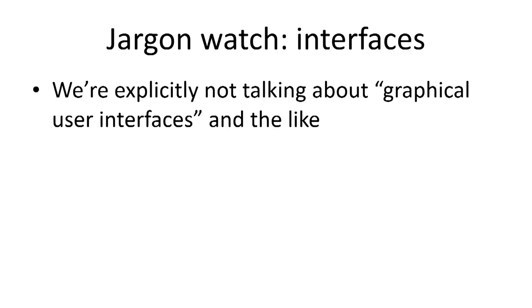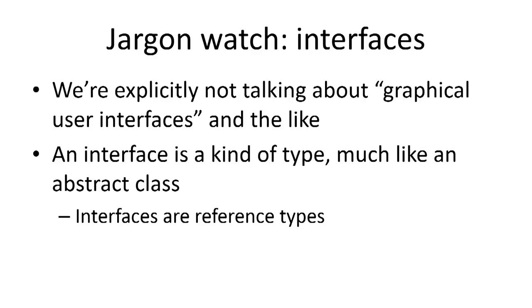But we've used the word interfaces a lot over the last few episodes without ever saying what they are. I want to be clear, I'm not talking about graphical user interfaces, that kind of thing. That's not at all what I'm talking about. In C#, an interface is a kind of type, and it's very similar to an abstract class. And interfaces are always reference types.